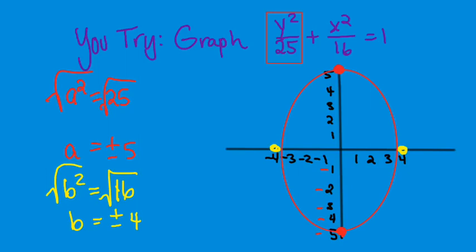Hopefully you got a vertical ellipse with points at 5, or 0, whoopsies, 5 and -5, and 4 and -4. We know it was vertical by the equation alone, because y came first.